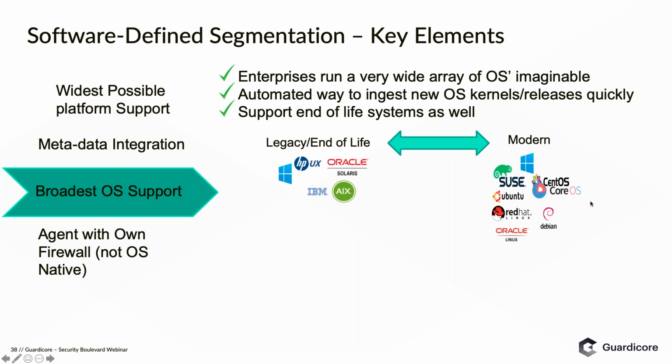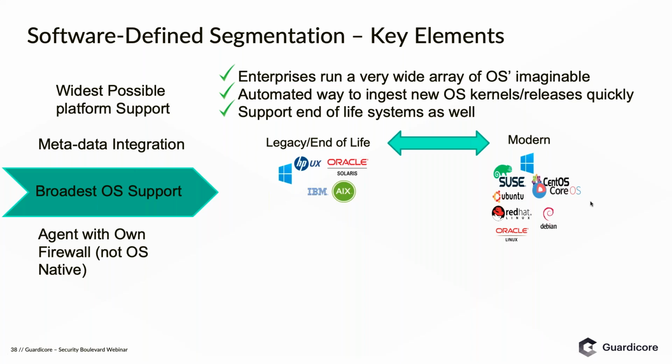And by most modern, what's also important is that when new kernels come out for Linux or a new Windows release comes out, within 48 hours you automatically have an agent for that new operating system or kernel.